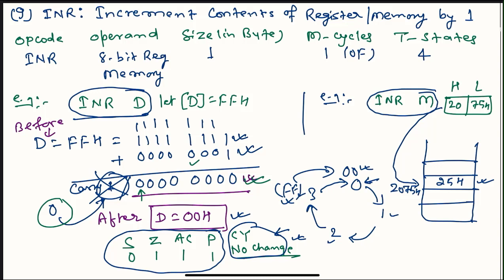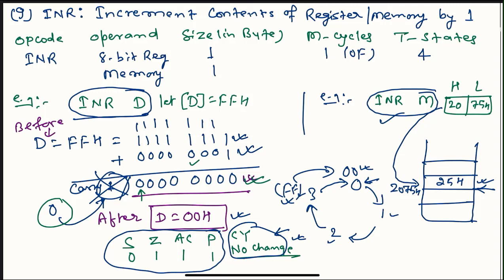That will become 26H, and after incrementing it will store the result at the same place. So here if we are talking about the size, then it will be having only 1 byte. With respect to size, it is only 1 byte, but now the things will change with respect to machine cycle.